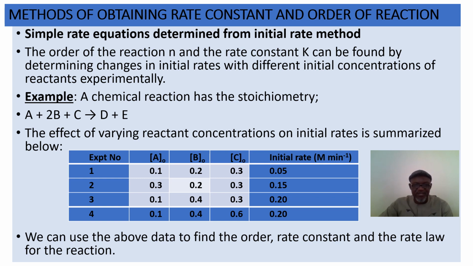Let's look at 3 and 4 again. Experiment 3 and experiment 4. For experiment 3, A is 0.1 and 0.1 for experiment 4, so no change. Concentration of B is 0.4 and 0.4 for experiment 4, no change. But C changed from 0.3 and became 0.6 for experiment 4. And the initial rate did not change. You see, while C changed, initial rate did not change. So we're going to use this to solve this example.